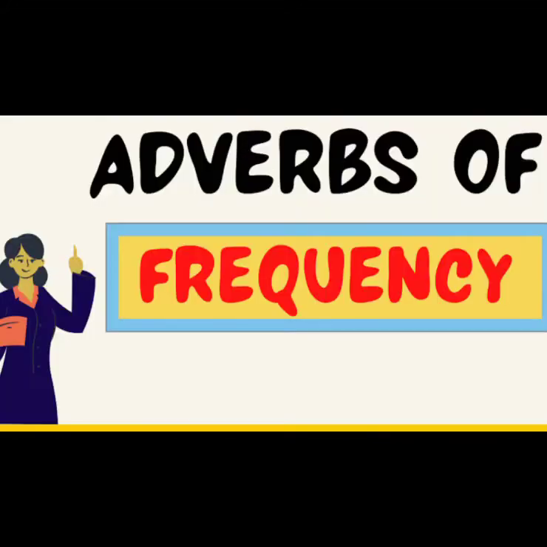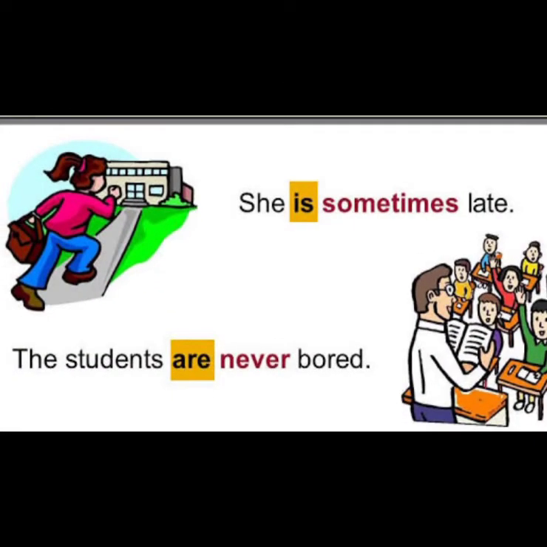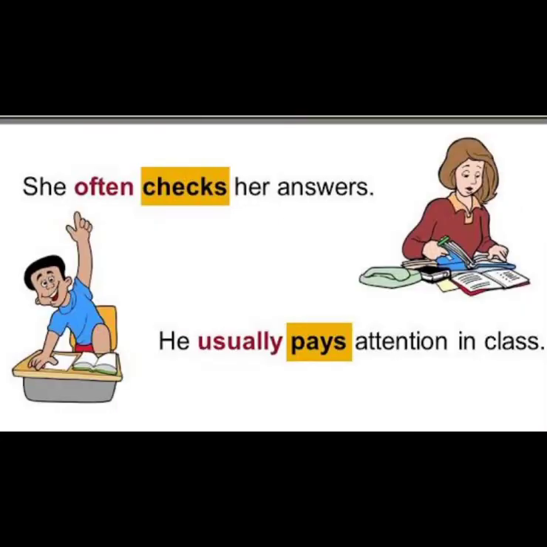Adverbs of frequency tell us how often an action takes place. She is sometimes late. The students are never bored. He usually pays attention in class. Sometimes, never, and usually are examples of adverbs of frequency, giving us information about how often the action in the sentences is done.